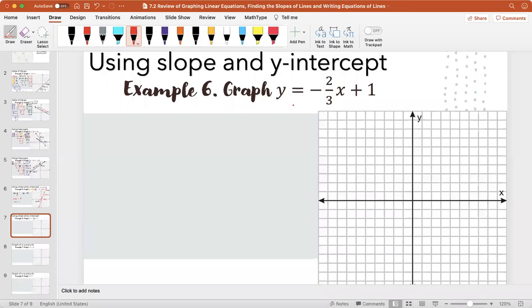Your equation is in the form y equals negative 2/3 x plus 1. So tell me your slope. Negative 2/3. That's your slope. And your y-intercept is positive 1. So what's your rise?